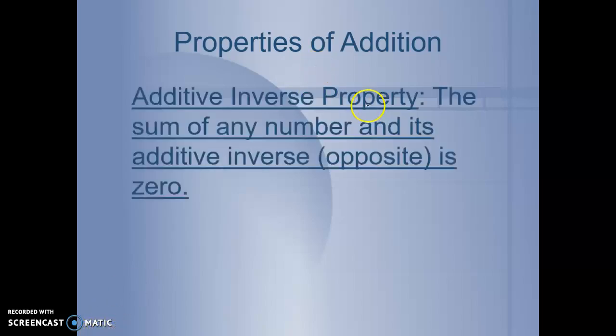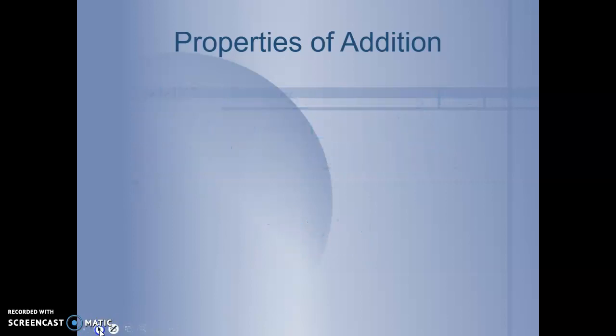The additive inverse property states that the sum of any number and its additive inverse, or its opposite, is 0. So A plus negative A is 0. 3 plus negative 3 is 0. Again, this is an identity, or property, because we can use it with any digits and it's always true.